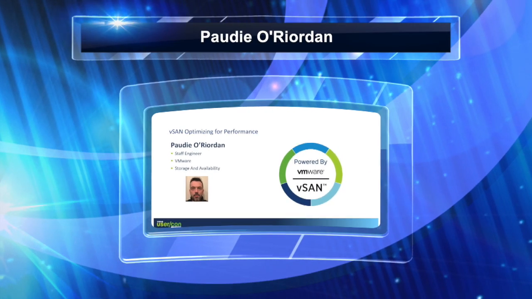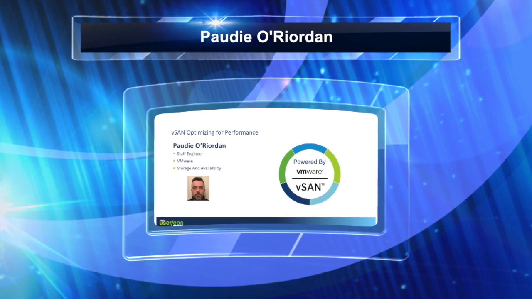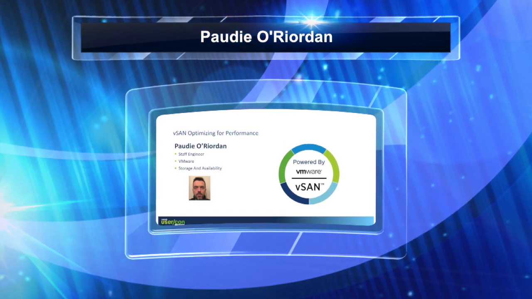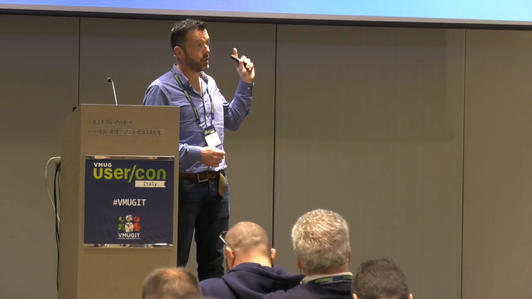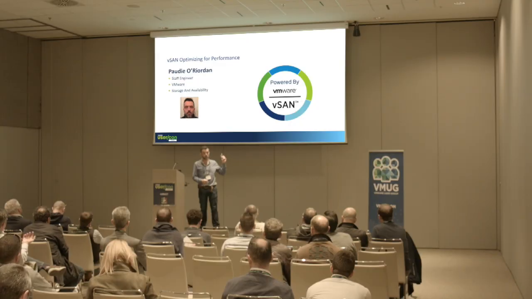My name is Paudie O'Riordan. I work for VMware in the storage and availability unit, and I work in the office of CTO. Why that is important: I work for the original architect of vSAN, Christos Karamanlis. So I'm very close to the product.